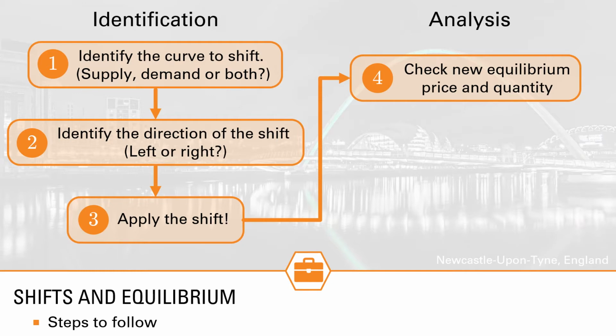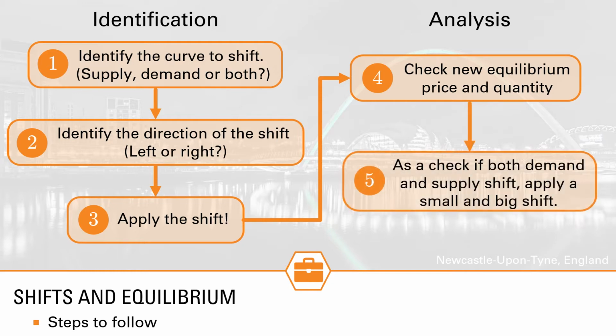Now, there is an additional step, which is as a check. If both the supply and demand curves shift, we need to check what happens if the sizes of the shifts change. Because sometimes if the shift in demand is bigger than the shift in supply, something might happen. But if the other way around happens, then another completely different thing happens. So we need to check small shifts and big shifts if both supply and demand shift.